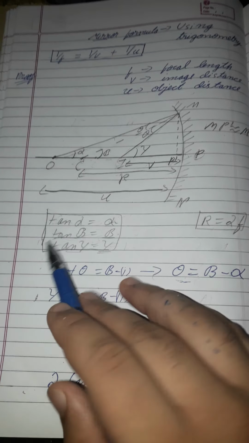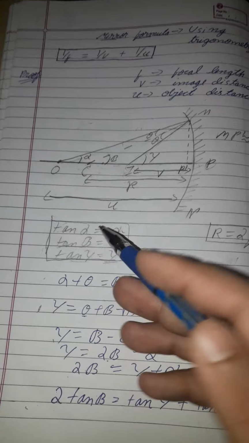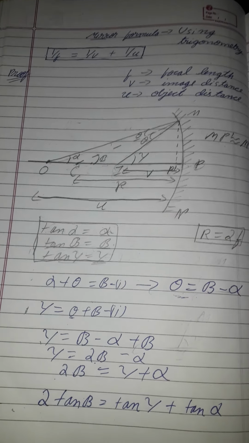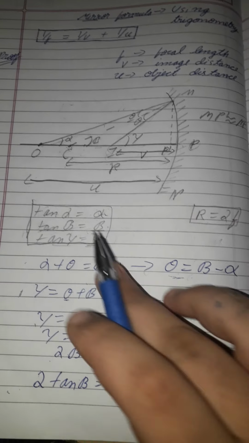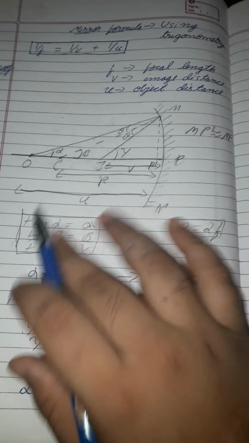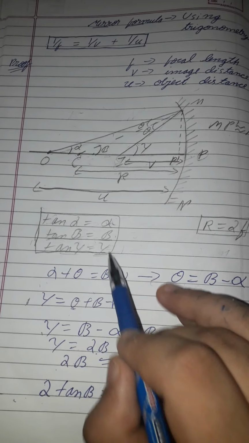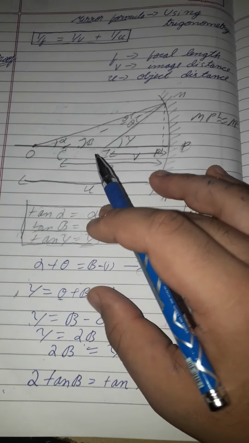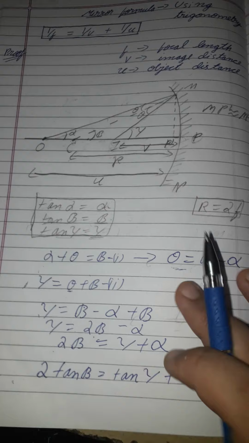So it holds true that tan alpha equals alpha. Why like that? Because tan 0 is equal to 0. So it holds true that for very small angles this holds true, that is tan alpha equals alpha, tan beta is equal to beta, tan gamma is equal to gamma. Why like this? Because alpha, beta, gamma are very small angles.